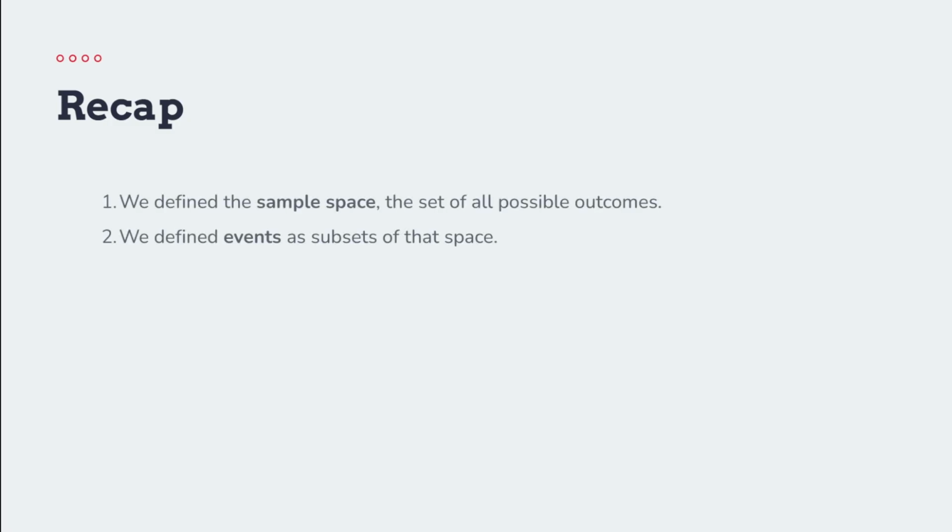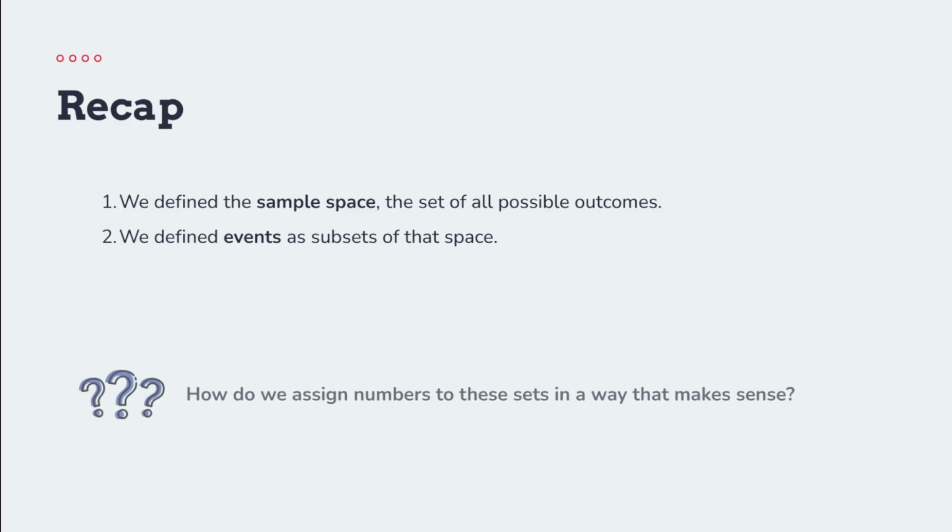Short recap. In the previous video, we defined the sample space, which is the set of all possible outcomes. We also defined events as subsets of that space. So far, probability has been about structure, about sets. Now we ask the next natural question. How do we assign numbers to these sets in a way that makes sense?